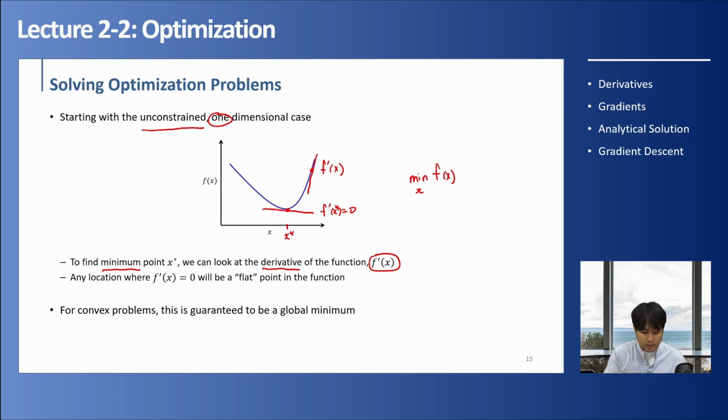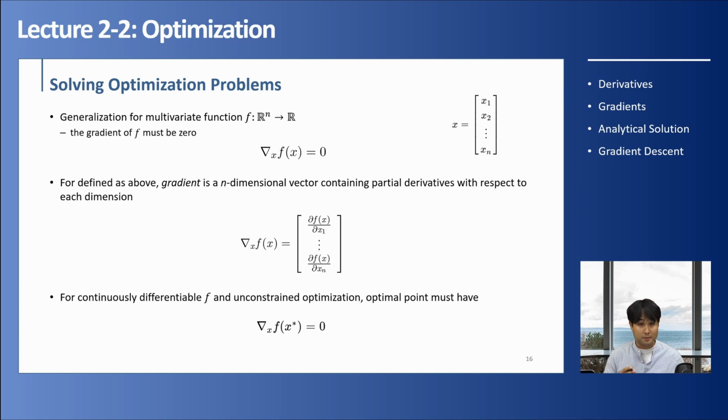Now for a convex problem, this value that we found, the local minimum, can be seen as the global minimum of that function. Now this is a one-dimensional case, and if we extend this example to a multi-dimensional case, let's say our x is a vector defined in an n-dimensional space.